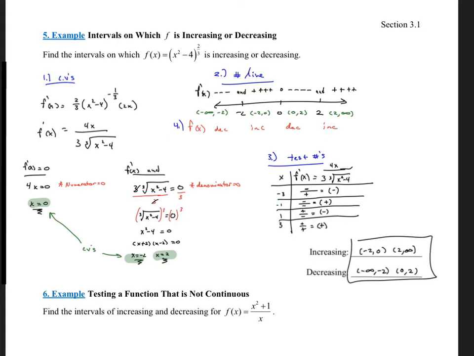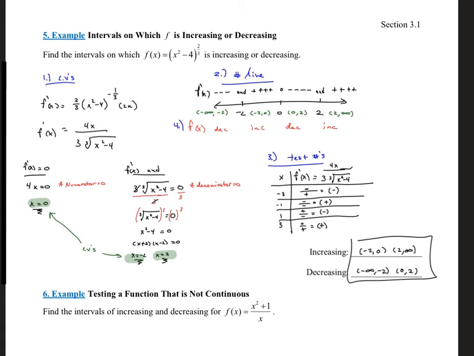Plugging negative 1 into the numerator, I got a negative number. Plugging negative 1 into the denominator, I also got a negative number. A negative divided by a negative is positive. Plugging 1 into the numerator, I got a positive number. Plugging 1 into the denominator, I got a negative number. A positive divided by a negative is a negative. Plugging 3 into the numerator, I got a positive. Plugging 3 into the denominator, I got a positive. A positive divided by a positive is a positive.